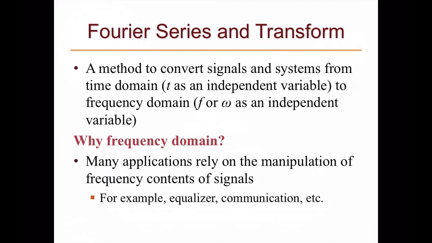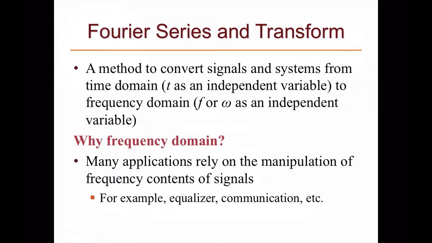Both methods aim to convert signals and systems from the time domain, which has t as an independent variable, to the frequency domain, which has the frequency as the independent variable. If you imagine the graph of the time or the frequency domains, these independent variables are the x-axis. What we will focus on in the subsequent lectures is the method itself, the mathematical basis of how we can convert a signal from one domain to another, or how we can derive the frequency response from the relationship between the input and output.